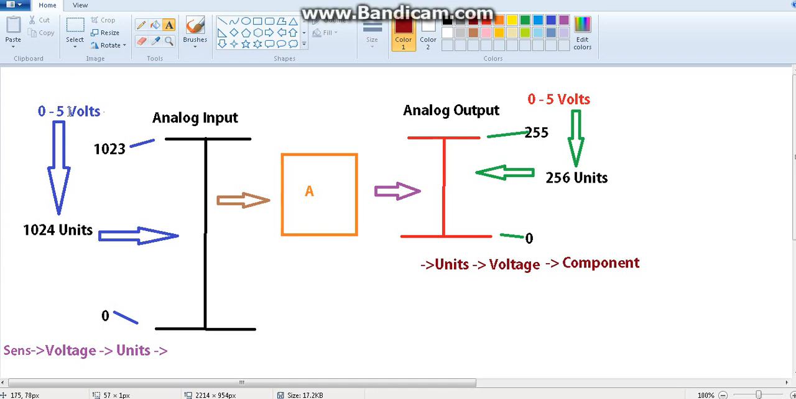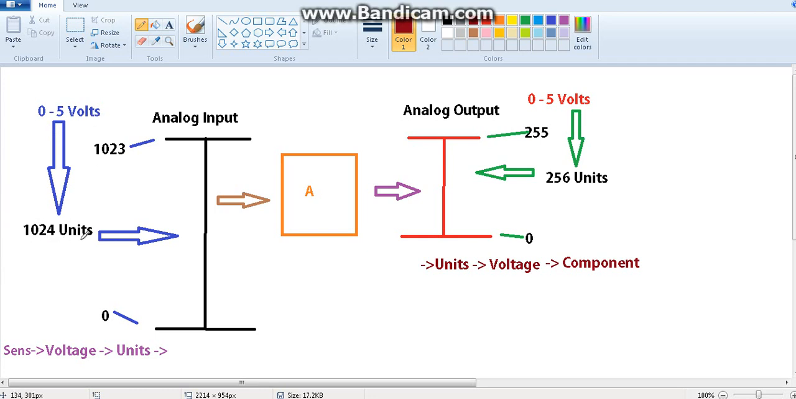here 0.5 voltage. Okay, so I think my cursor is visible. Yes, you can see the cursor now, right? Okay, here you can see the 0.5 voltage. This is coming as an input. Okay, 0 to 5 voltage.